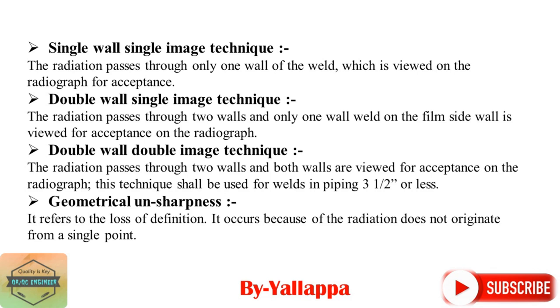Geometrical unsharpness. It refers to the loss of definition. It occurs because the radiation does not originate from a single point.